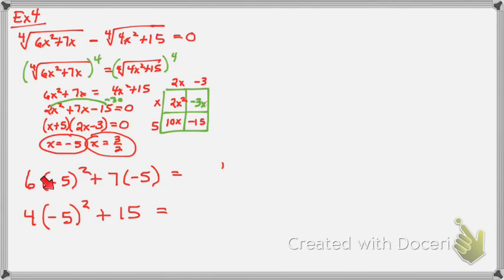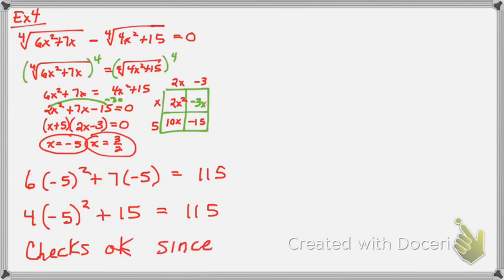So, what do you get when you plug those numbers in? 115. 115, both times? Positive 115 on both of them? Okay, so we're good. Checks. Since we have a positive number, now I can always take a fourth root of a positive number.